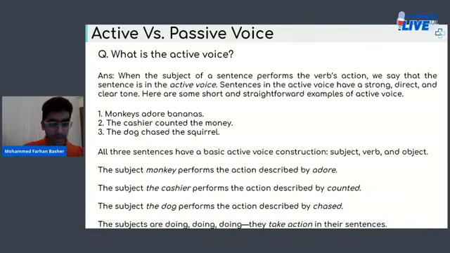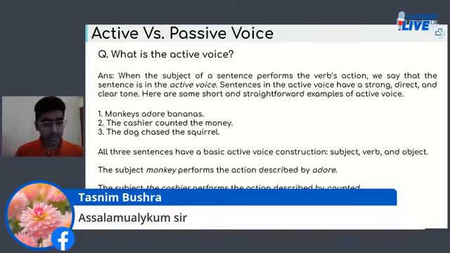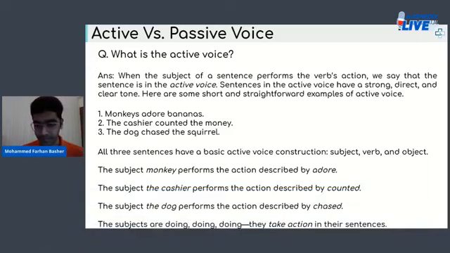Okay. So active versus passive voice. Dustin Bushra is also here, saying Assalamu alaikum, sir. Wa alaikum salam to you too. Dustin, how are you? Let me know how you are. I'm sure all of you are doing great.